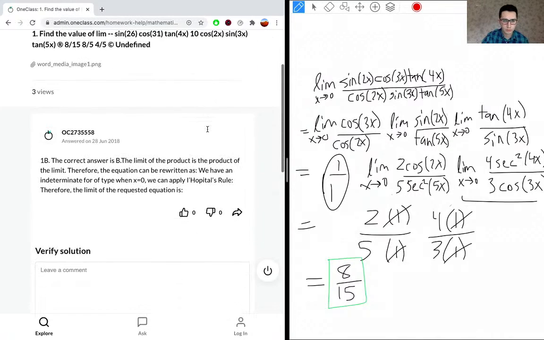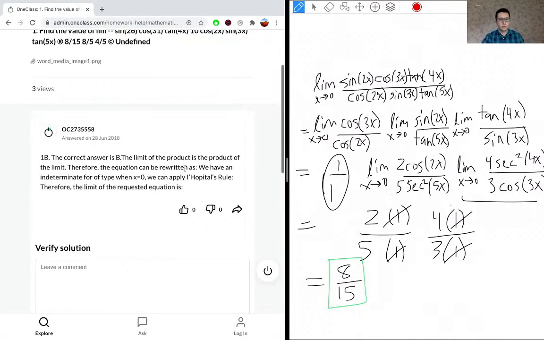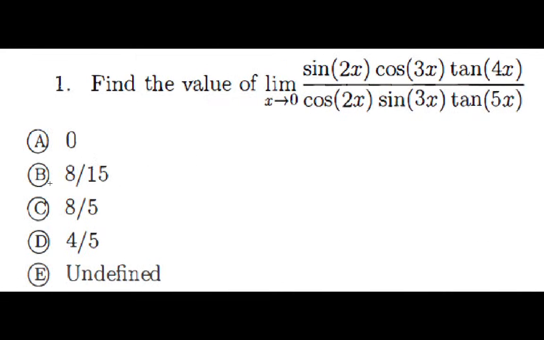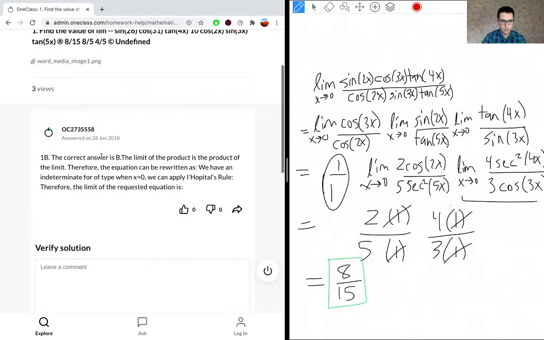Okay, so looking at the solution. They identify that you have to use L'Hopital's rule. Let's look at the options. So here B is the correct answer because we got 8 over 15. So here they select the correct answer. They don't show their work, however.